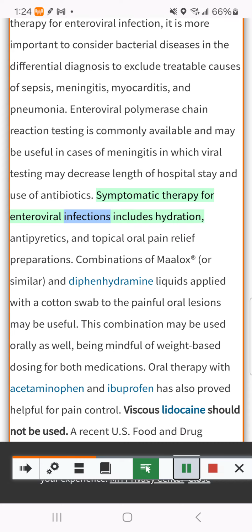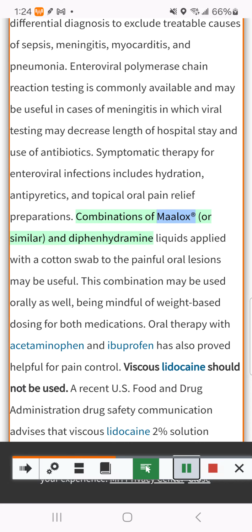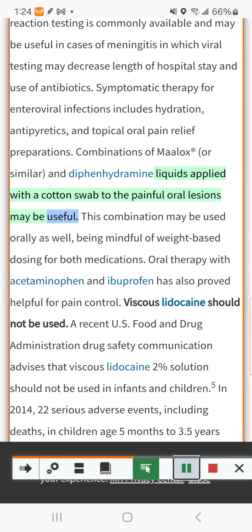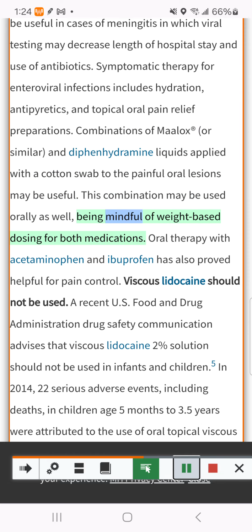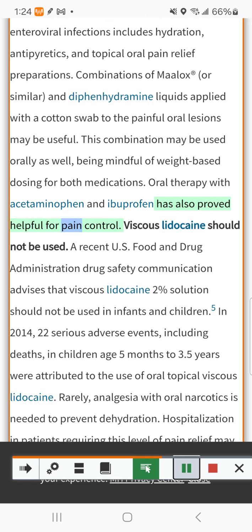Symptomatic therapy for enteroviral infections includes hydration, antipyretics, and topical oral pain relief preparations. Combinations of Maalox, or similar, and diphenhydramine liquids applied with a cotton swab to the painful oral lesions may be useful. This combination may be used orally as well, being mindful of weight-based dosing for both medications. Oral therapy with acetaminophen and ibuprofen has also proved helpful for pain control.